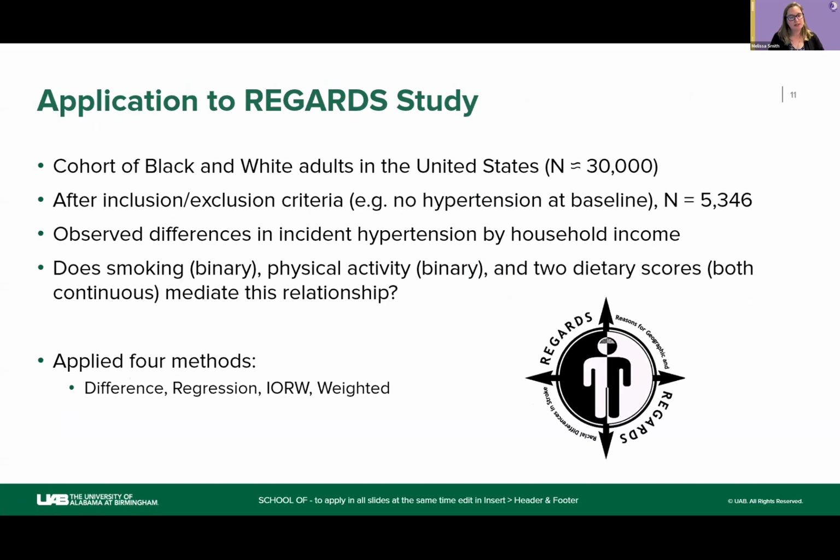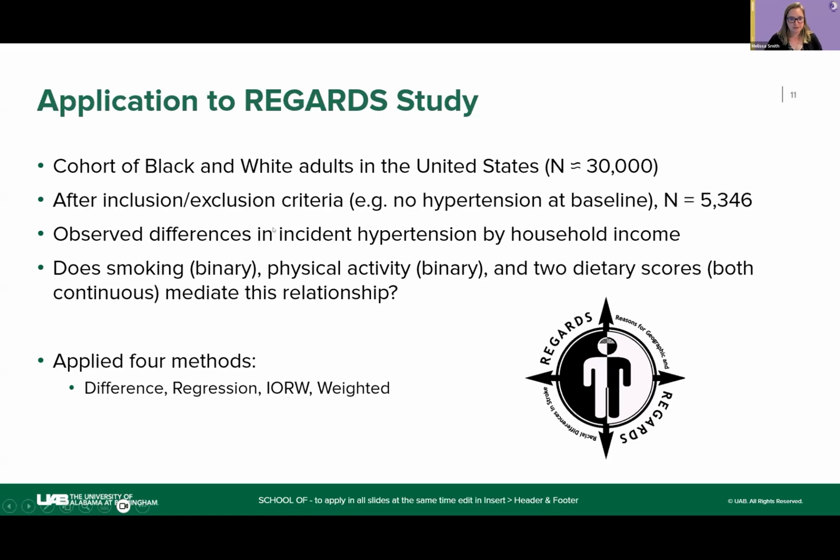So the second part of the study was an application to the REGARDS data set. Just as a brief background, I had mentioned this, but it's a cohort of Black and white adults in the United States, and it has a little more than 30,000 participants, followed over a long stretch of time. We were interested in incident hypertension between the first and second in-home visits. And after the inclusion and exclusion criteria that we applied, for example, with incident hypertension, you can't have hypertension at baseline because it's a new diagnosis, we ended up with a sample size of about 5,300.